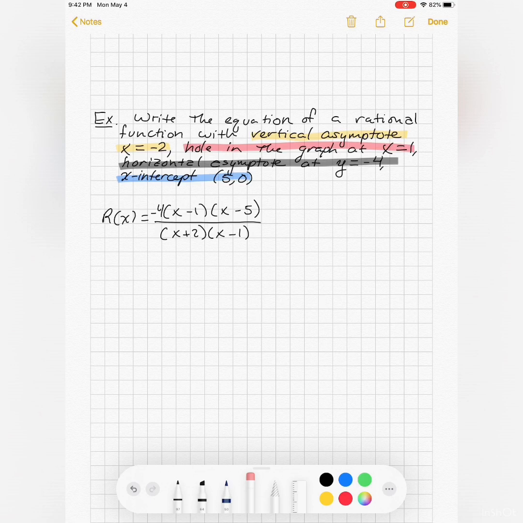So let me just think about everything, make sure it makes sense. And so I'd have a vertical asymptote at negative 2, a hole at 1, horizontal asymptote at negative 4, and x-intercept of 5. I think so.